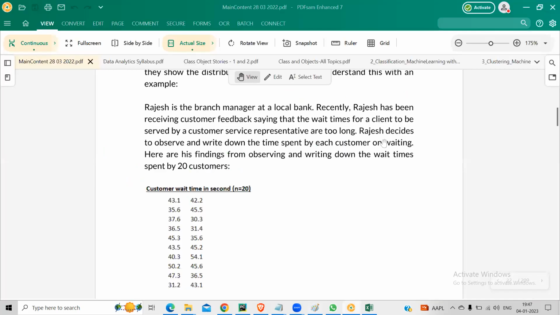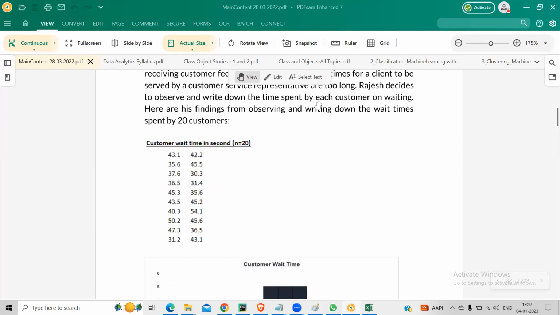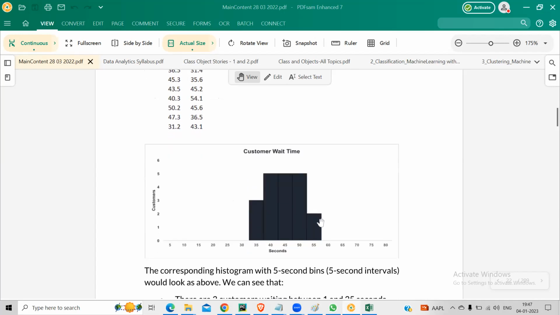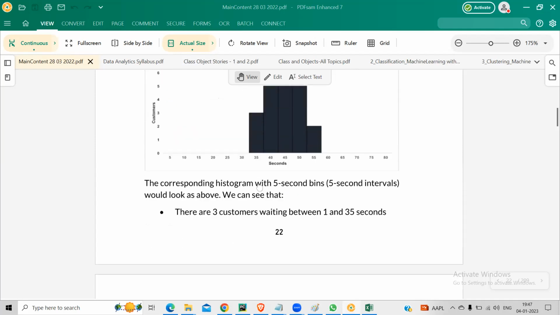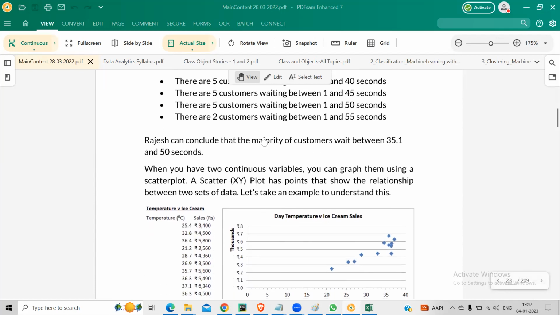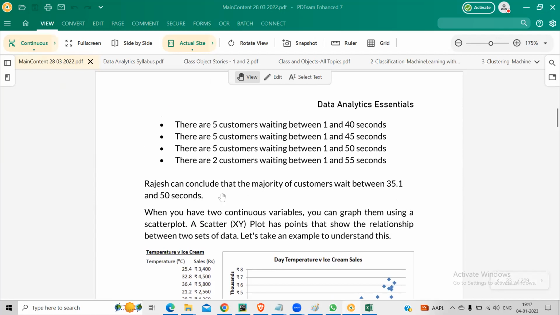Let's go back here and see what the example is. Same thing. Observe and write down the time spent by each customer, and this is the time. Then he started plotting this graph. Between 30 to 40, there are 3 customers waiting. 40 to 45, so many customers. They have created this. Now what does this tell? It tells you that the majority of the customers are waiting from 35 to 50 seconds or minutes, whatever.